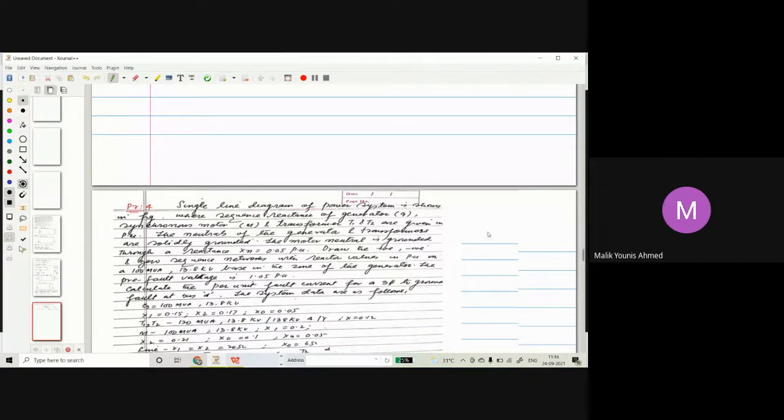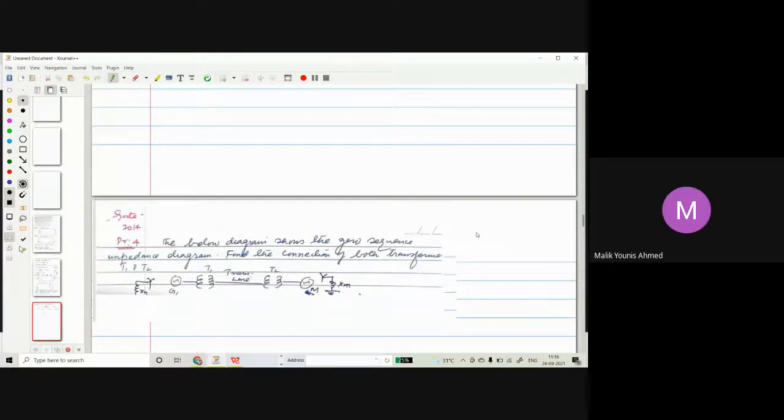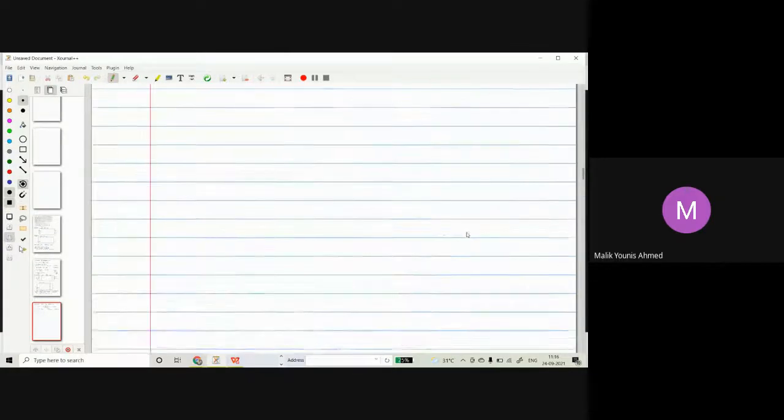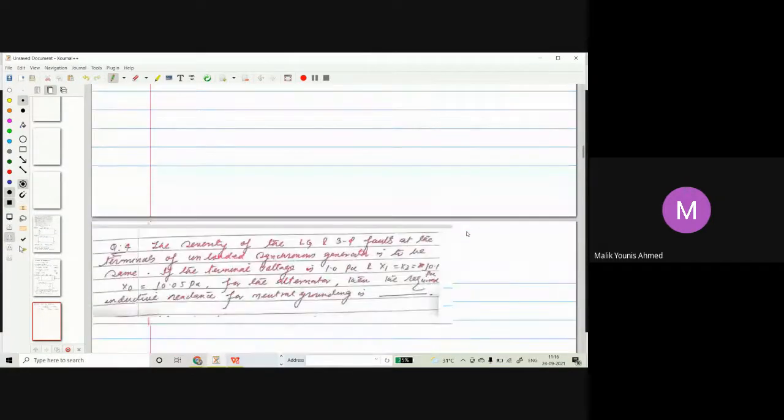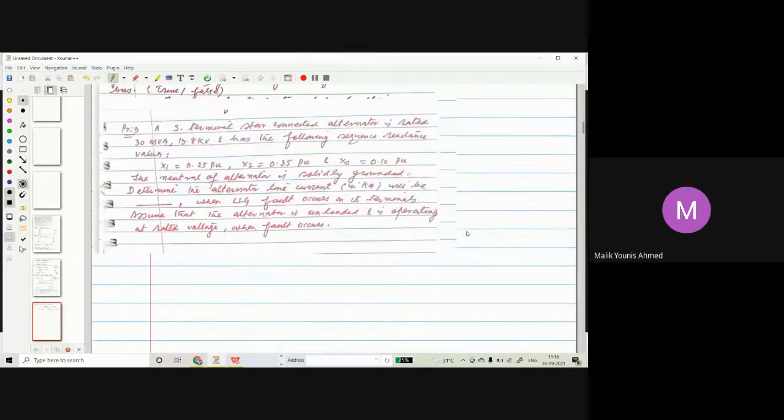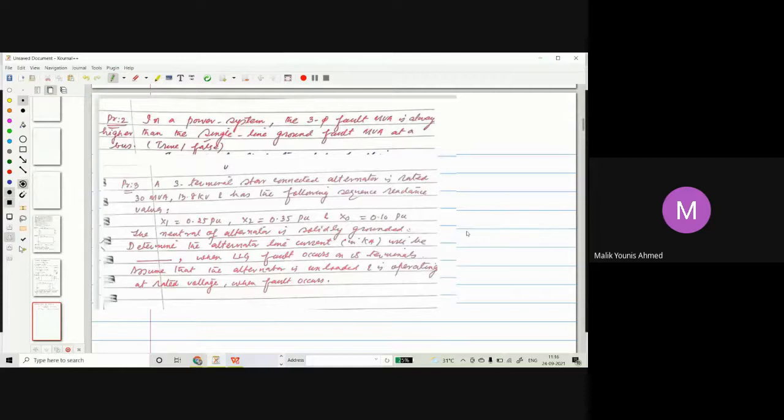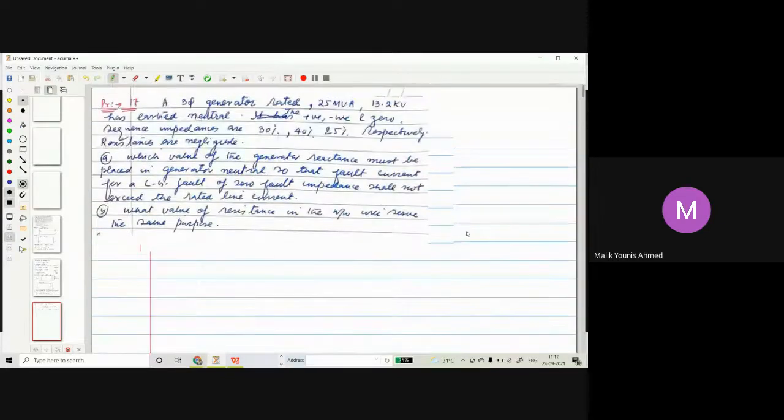Then we have one more problem here. Not this. No. Okay. A three-phase generator rated. No, this is not it. Yeah, a three-phase generator. Very important problem. This one also you have to find. A three-phase generator rated at 25 MVA, 13.2 kV has an earthed neutral. Positive, negative, and zero sequence impedances are given respectively.